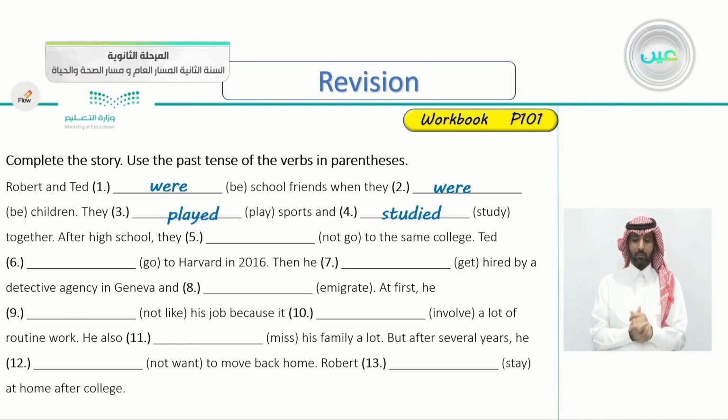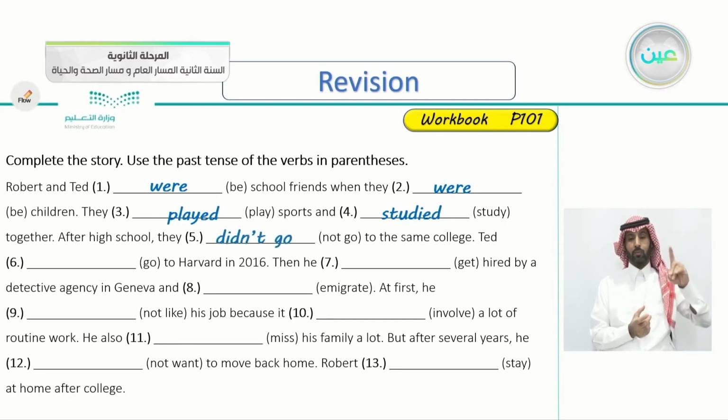So let's continue. After high school, they not go to the same college. So this is a negative here, not go. How do we put this in the past tense? Very good. They didn't go to the same college. Ted go to Harvard in 2016.